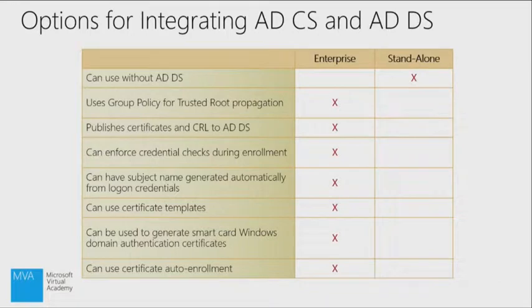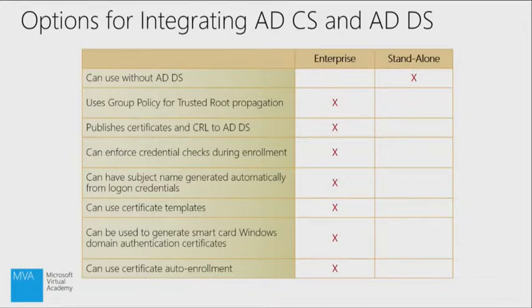Options for integrating Active Directory certificate services and Active Directory domain services. Enterprise and standalone. These are the two types of certification authorities you can stand up in Active Directory certificate services. A standalone certification authority is a server you install the role on, and you can issue certificates. It is that simple. What you lose out on is what's in the enterprise column.